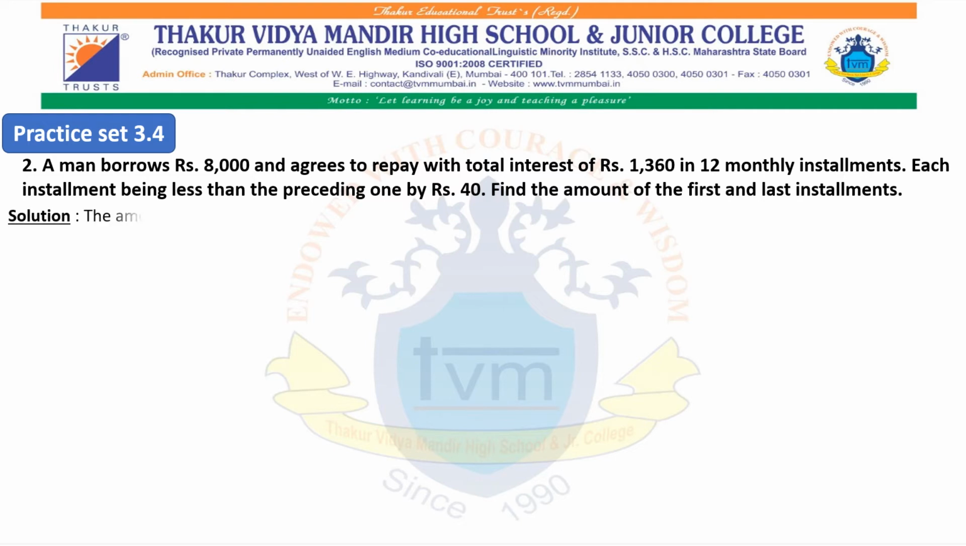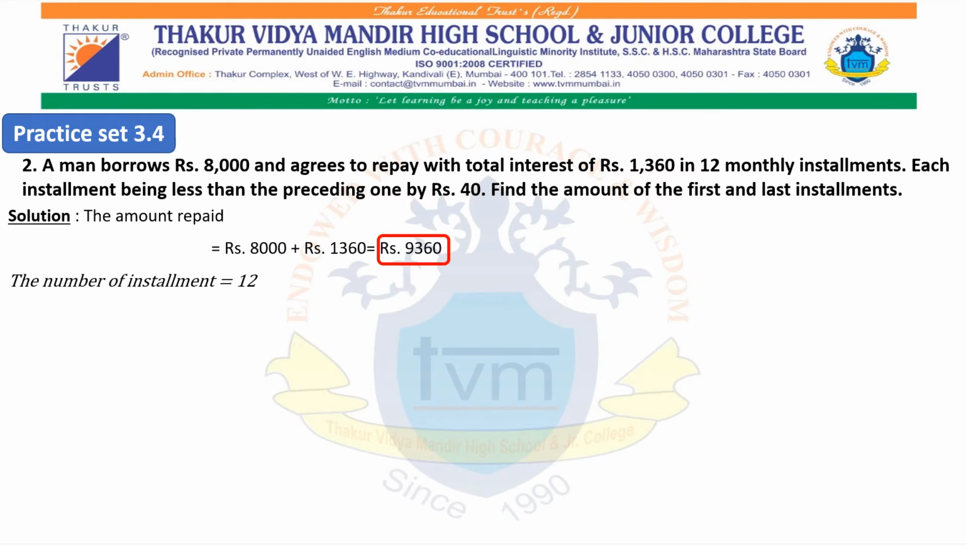Let us write in our solution. The amount repaid will be rupees 8,000 plus rupees 1,360, which will be rupees 9,360. This is the total amount he will pay. In how many installments? In 12 installments. Therefore the value of n will be 12 and Sn will be S12, which will be 9,360.